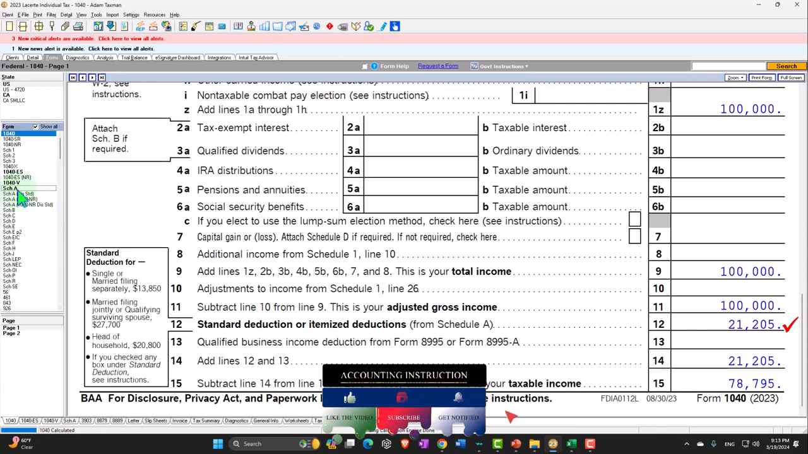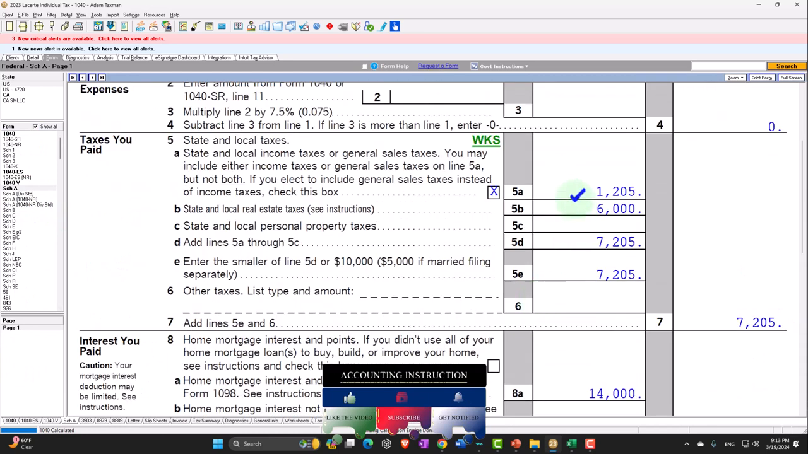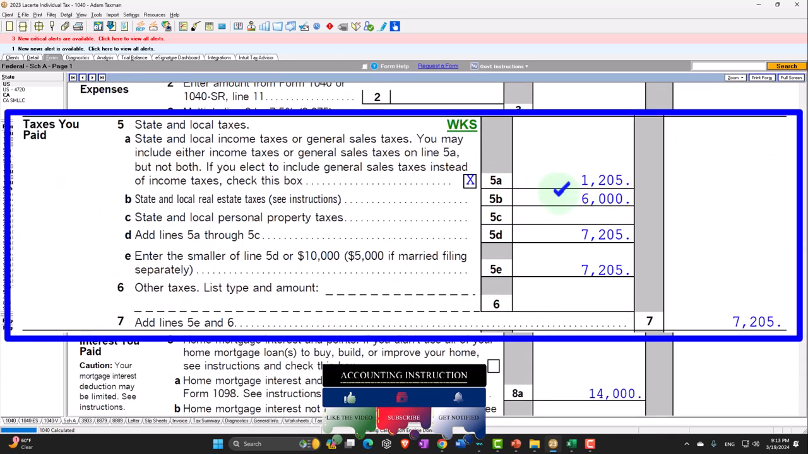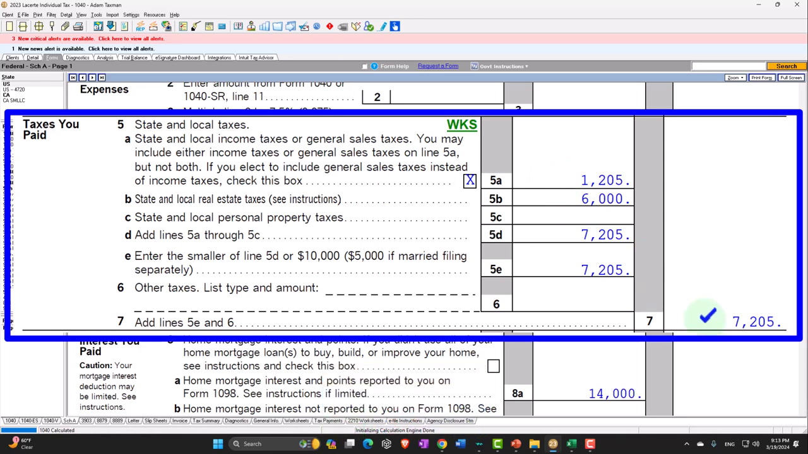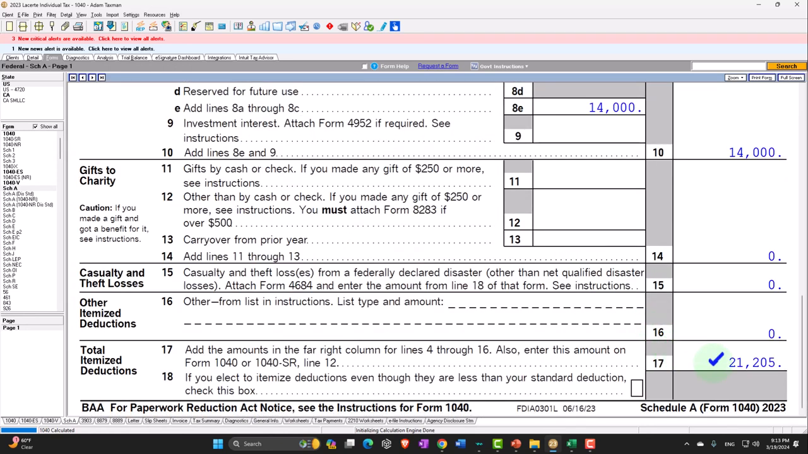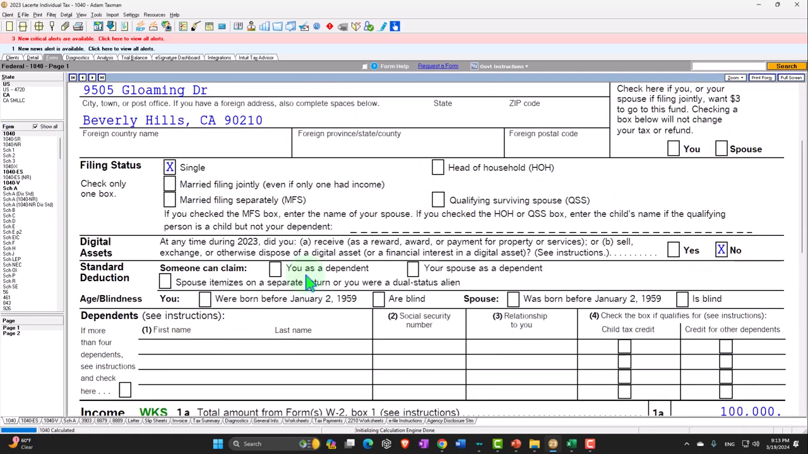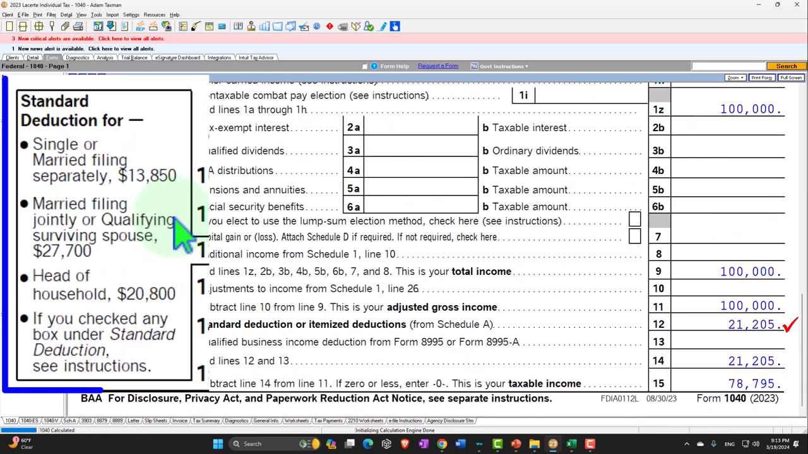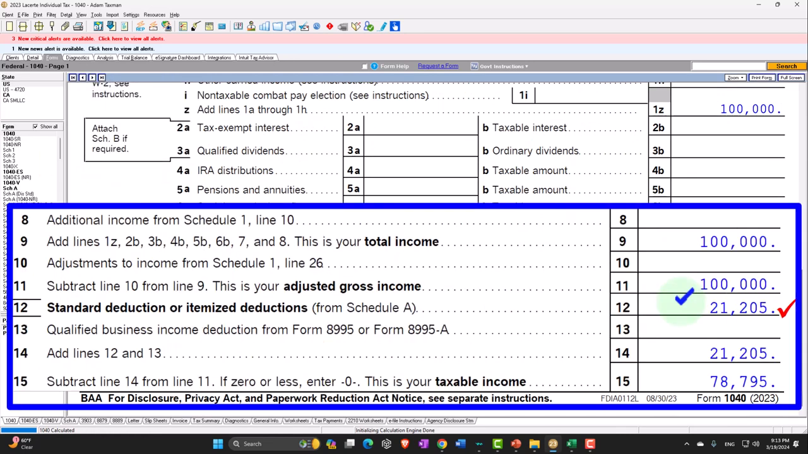So we can see on the Schedule A, we have the taxes that have added up, the 6,000 plus the state taxes. We'll talk more about that later, but that comes out to 7,205. The mortgage interest at the 14,000, total itemized deductions 21,205, because that is greater than the standard deduction for a single filer, which is the 13,850. We take the itemized deductions, which are bringing the taxable income to the 78,790. Let's imagine that they were married.